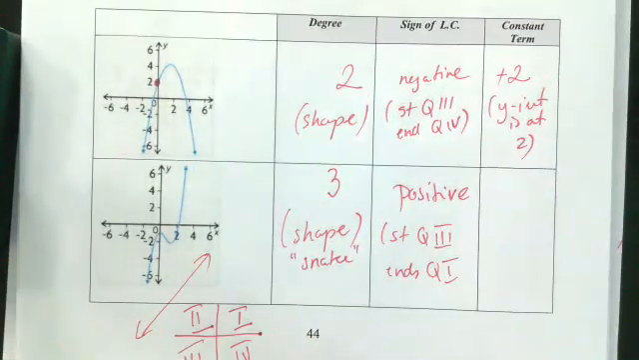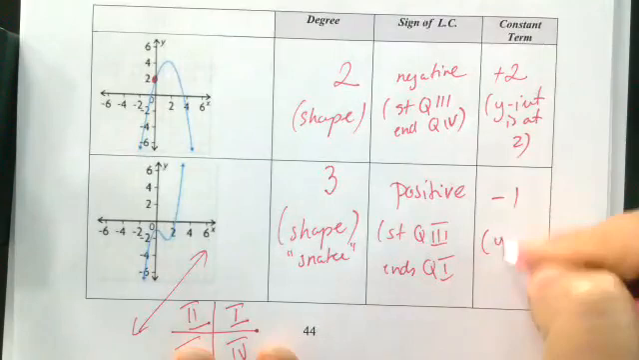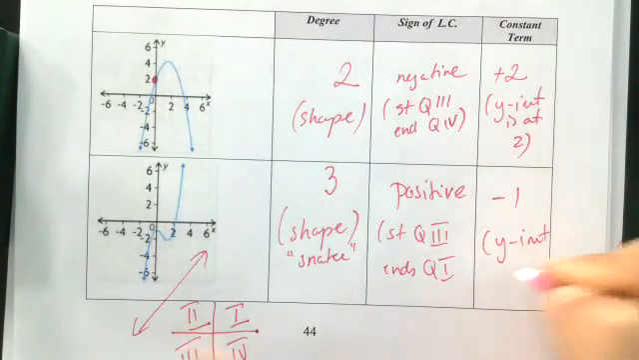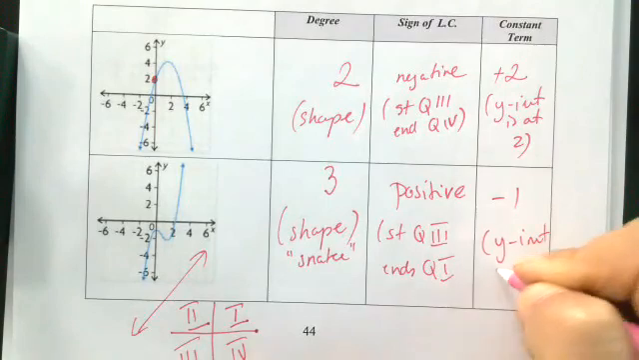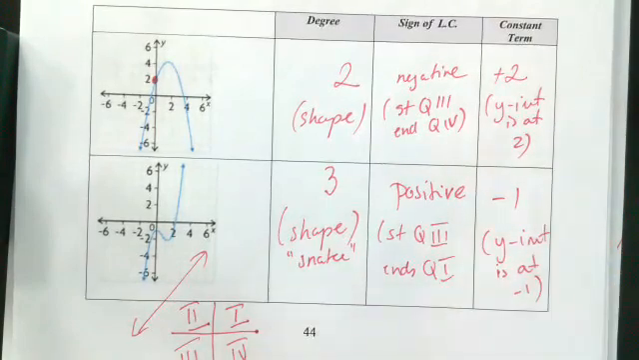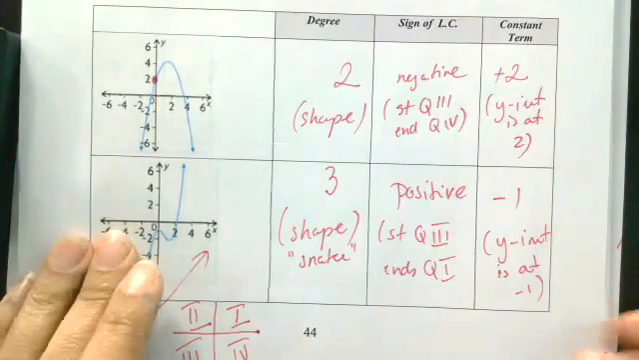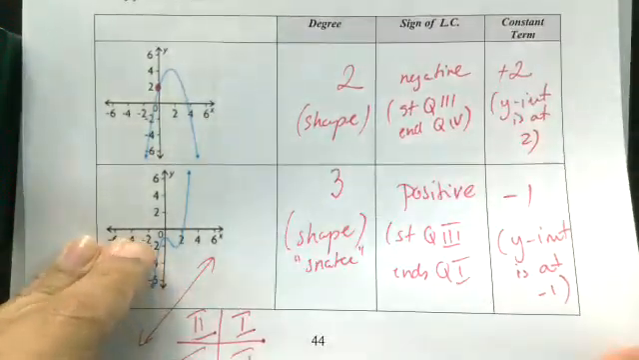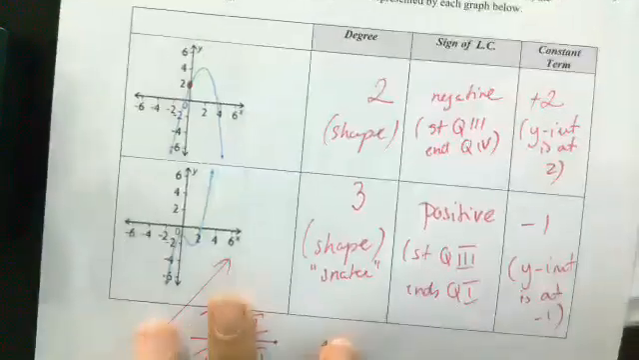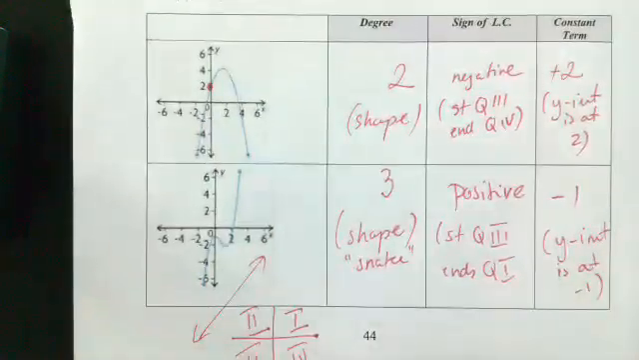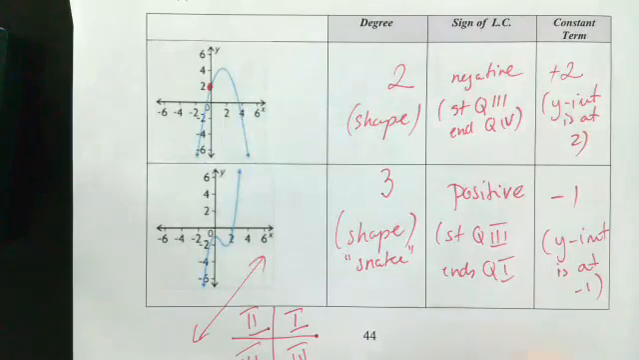And the constant term of the cubic function would be -1, because we see the y-intercept of this function being at -1. Okay?